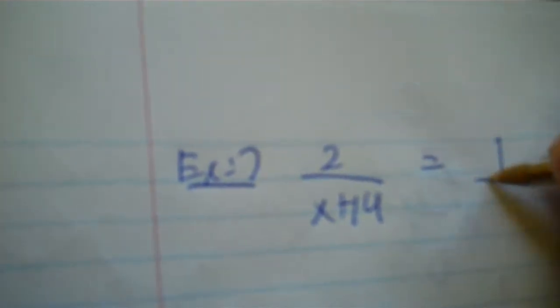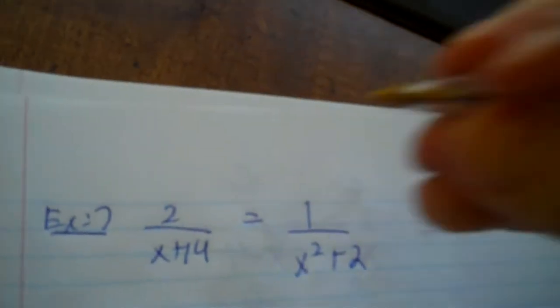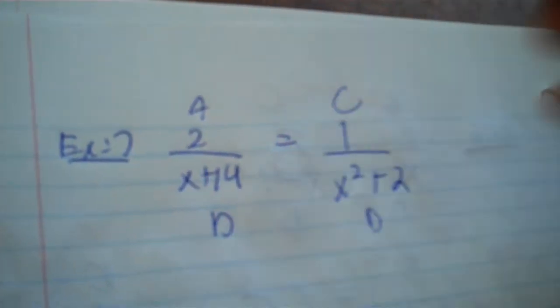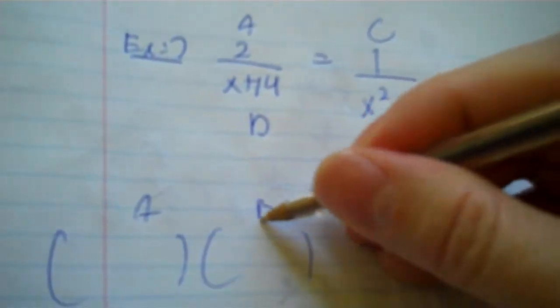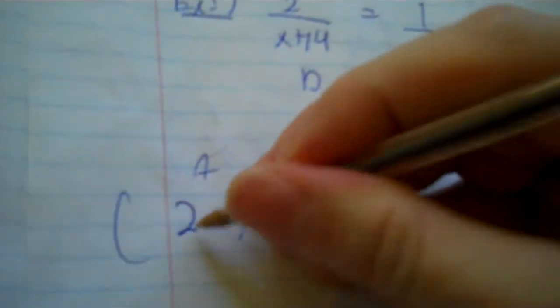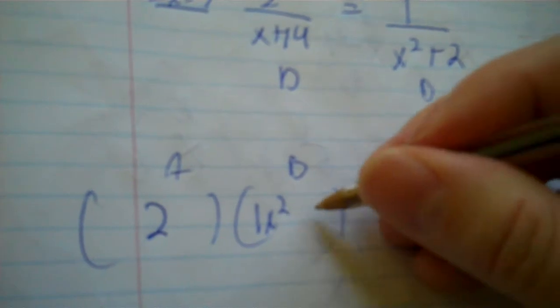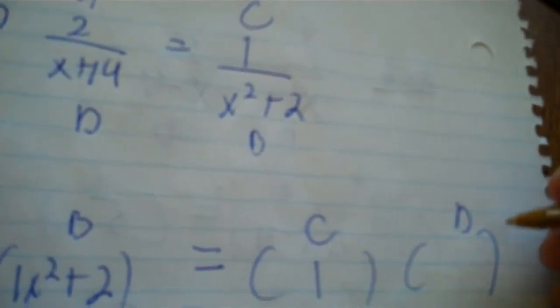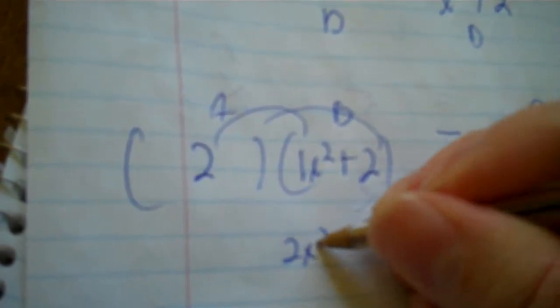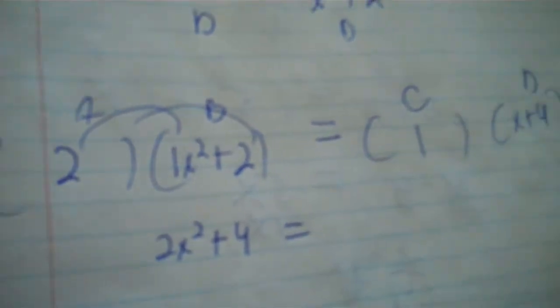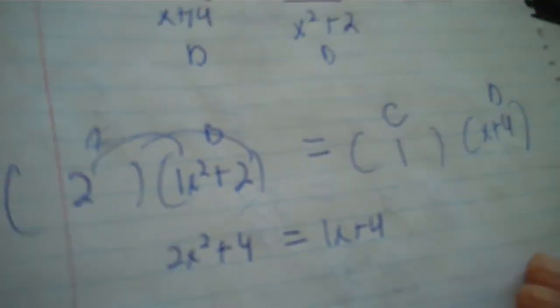Okay, example 7. We've got 2 over x plus 4 equals 1 over x to the second plus 2. Again, I can apply the ABCD method and solve it. So A is 2, B is 1x to the second plus 2, C is 1, and D is x plus 4. So I distribute, we're going to have 2x to the second plus 4. And on the other side, you get 1x plus 4. So now it is a quadratic equation where there are two answers.